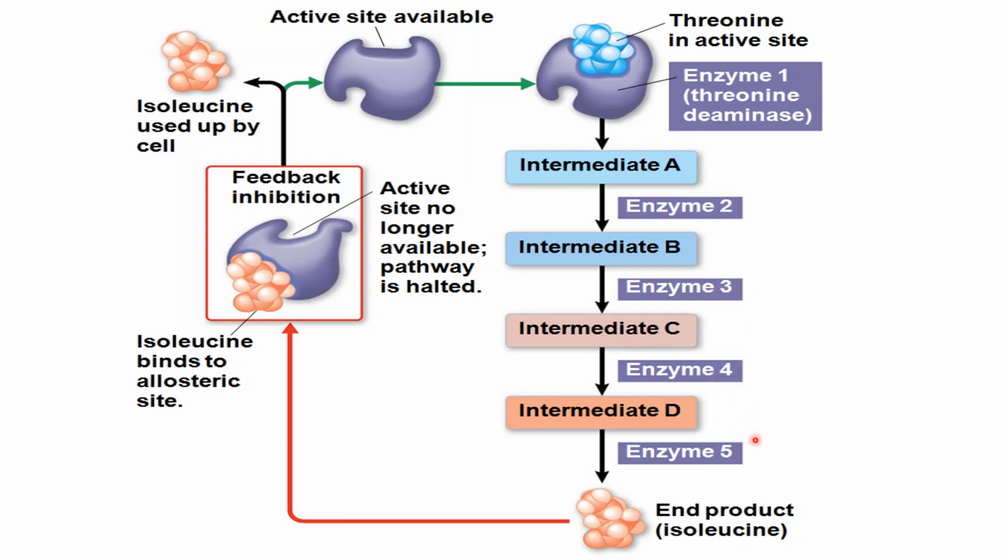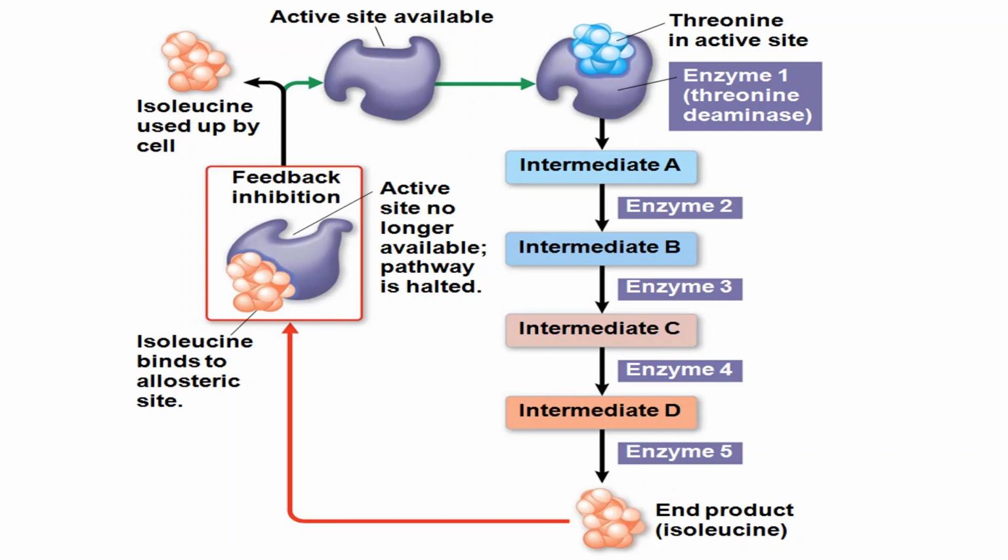When enough isoleucine accumulates in the cell, the isoleucine inhibits threonine deaminase, the enzyme that catalyzes the first step in this pathway. You see here, this threonine is the initial substrate. It binds to the active site of enzyme 1, the threonine deaminase. This is the metabolic pathway. The end product is isoleucine.